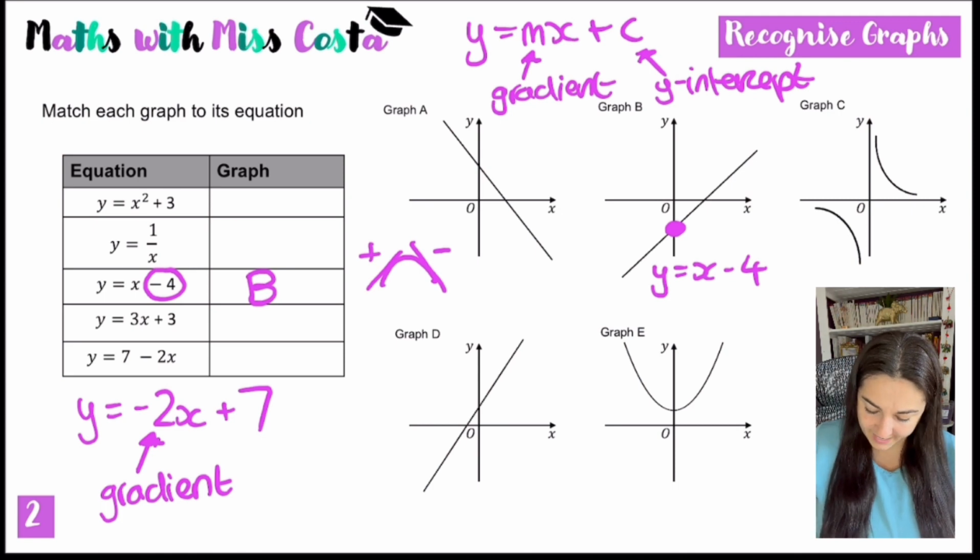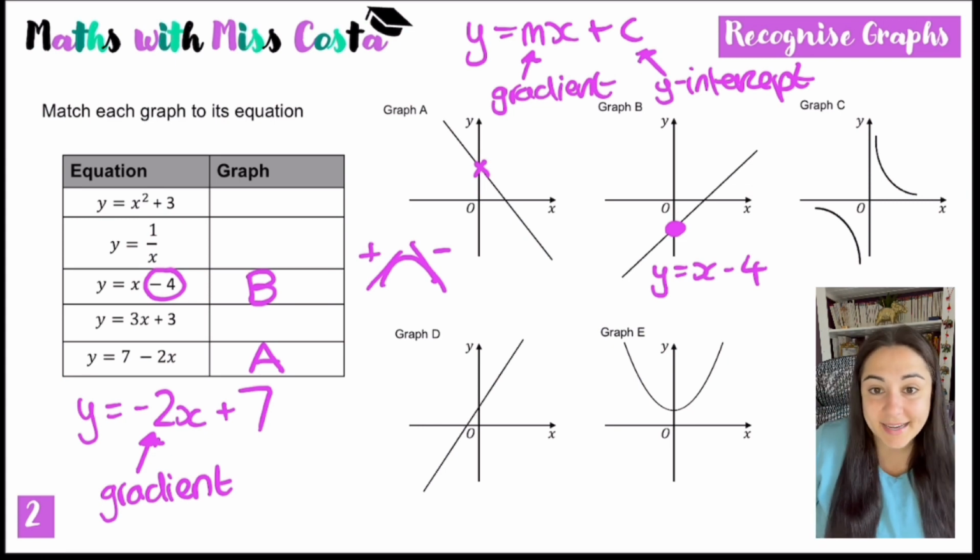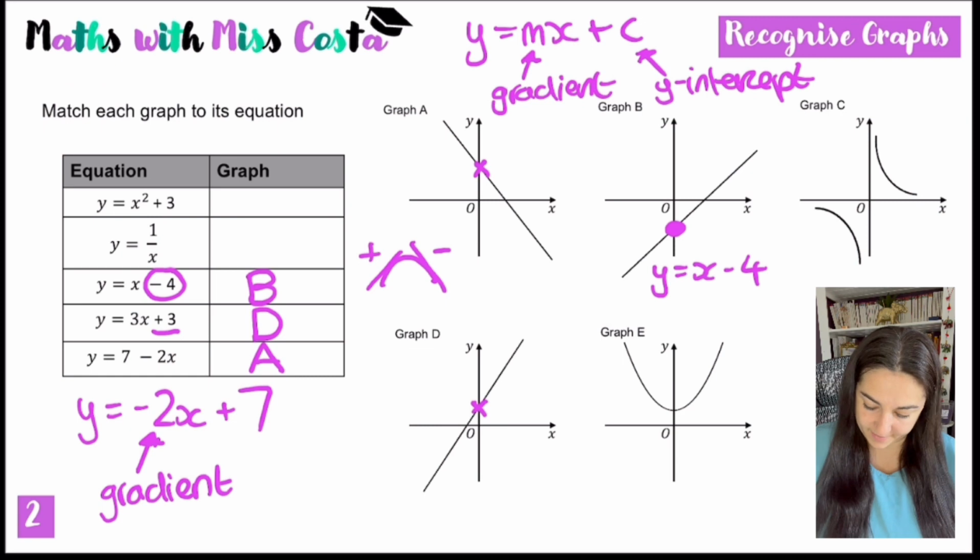So I know that graph A has a negative gradient. And I also know that its y-intercept is above 0. So graph A must match to y equals 7 minus 2x. The gradient is negative and the y-intercept is above 0. So I don't know exactly what it is, but 7 makes sense. And that leaves me with the last one, y equals 3x plus 3. I know it's a positive gradient, and I also know that it crosses the y-axis above 0 as its y-intercept is 3. So I'd match graph D over there.